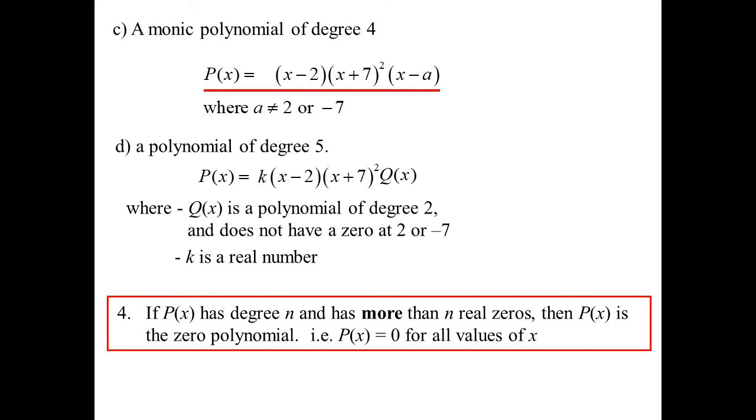So if you ever see a question which simply says something like this: polynomial ax cubed plus bx plus c has 5 zeros. What's the polynomial? What's the value of a, b and c? Well, the value for a, b and c must be 0, because the only way it could have more solutions than the power is if every coefficient was 0. That's basically the sort of thing they might ask.